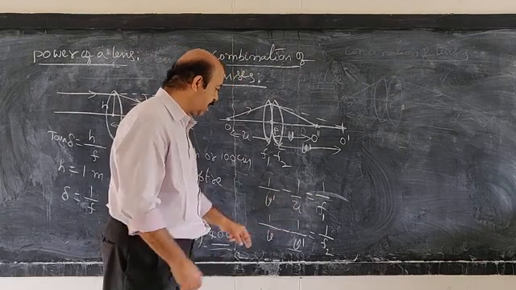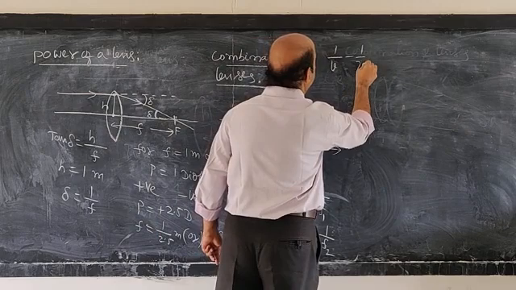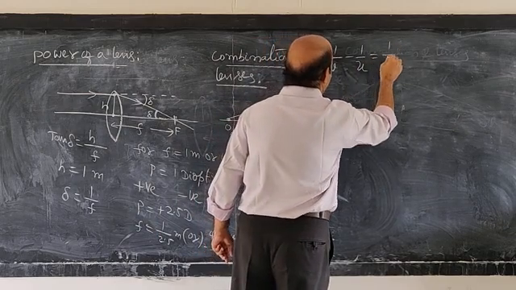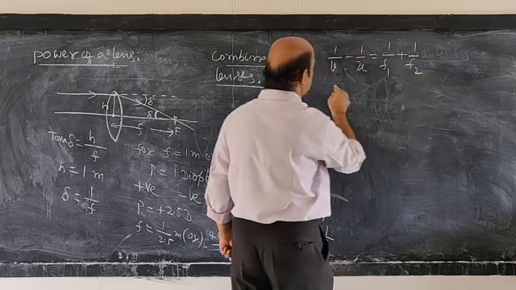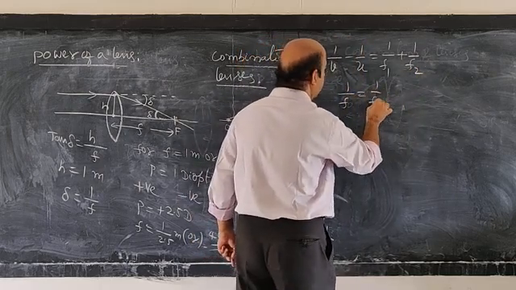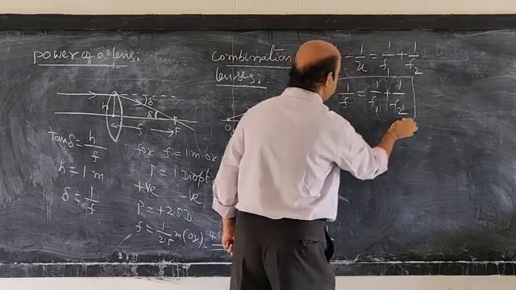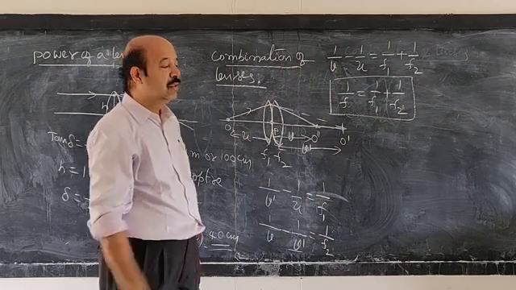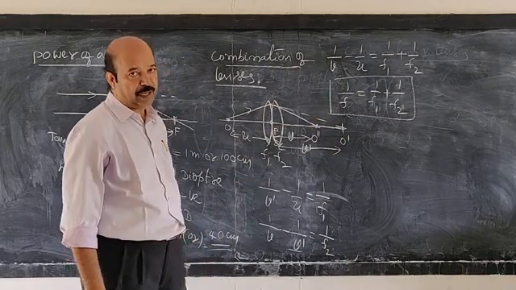These two get cancelled, and finally 1/V minus 1/U is equal to 1/F1 plus 1/F2. So that is, the system acts as a converging lens of focal length given by this formula. So the effective focal length decreases, that you can observe from this formula.